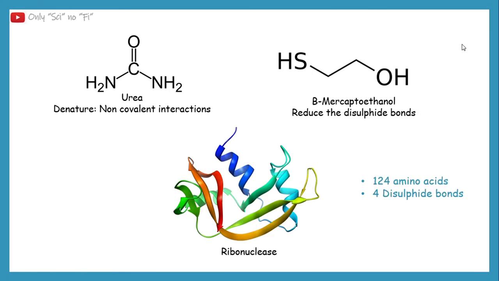Next, and the most important, is the protein ribonuclease A. What it does is it cleaves the RNA molecules in the cells. So this ribonuclease contains 124 amino acids and in the tertiary structure has a total of 4 disulfide bonds present. This was all about the compounds or molecules that he used. Now let's go straight away to the experiments.